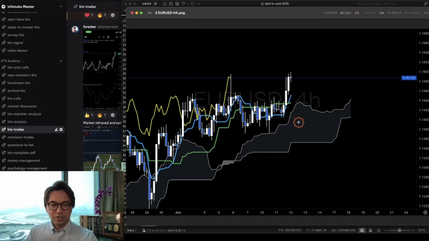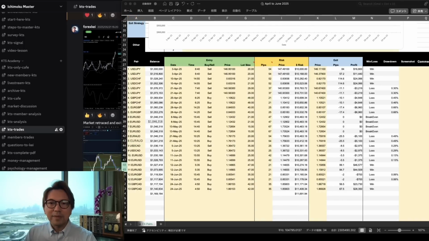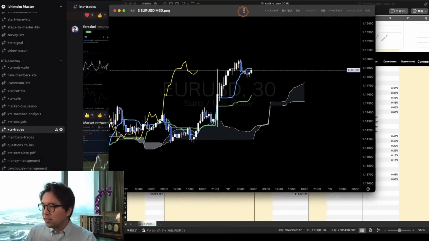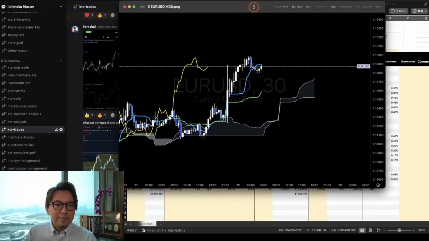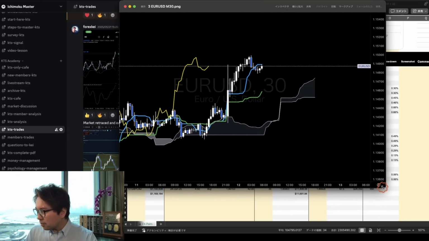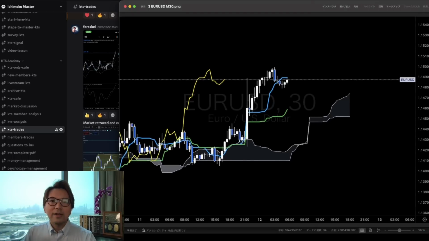It was bullish. You can see that the Kumo is up and Tenkan-sen and Kijun-sen are both up. The Chikou span was touching, but it was on the wick, so I took the trade. And next one is on a 30-minute time frame. It was also bullish.